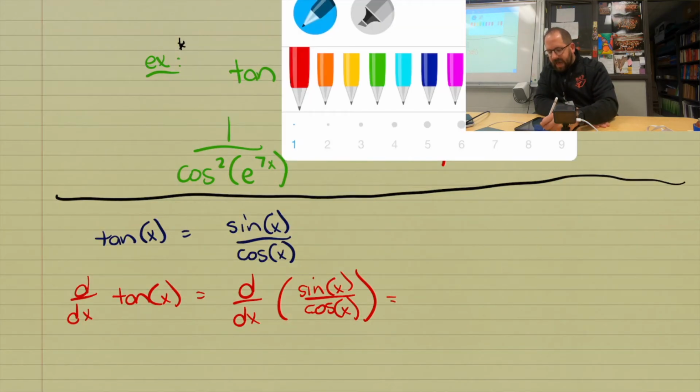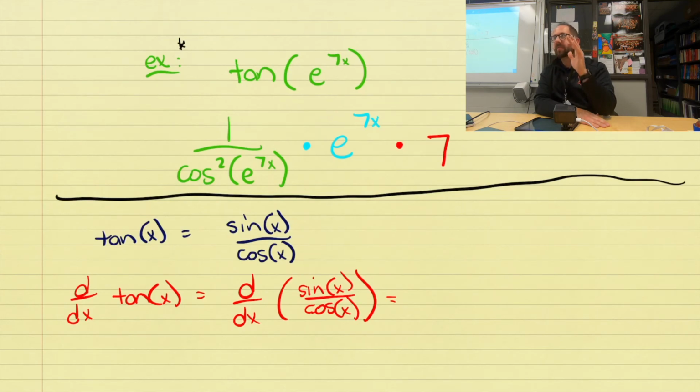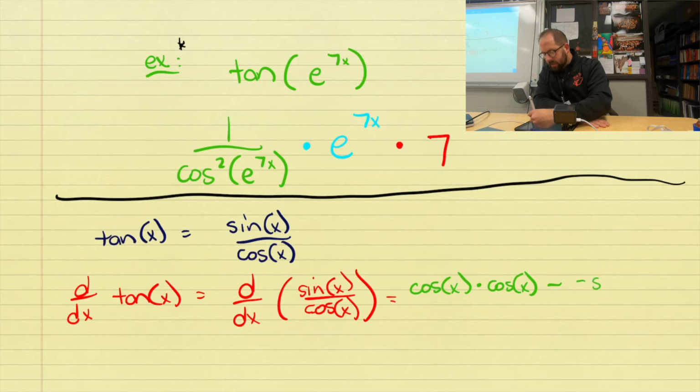So derivative of the top. Let's go through the rules. What is the derivative of sine? Cosine. Okay, good. Now we take that times the bottom, minus the derivative of the bottom. What is the derivative of cosine? Negative sine. And then we take it times the top. And then this is all over the bottom squared.